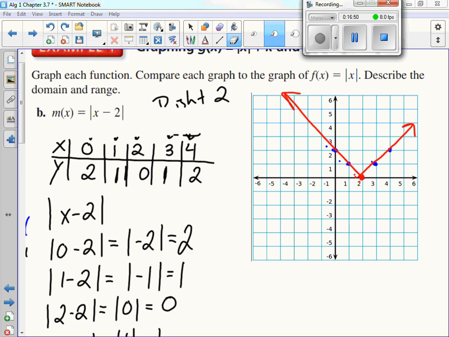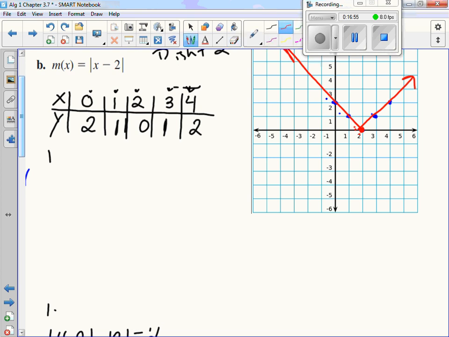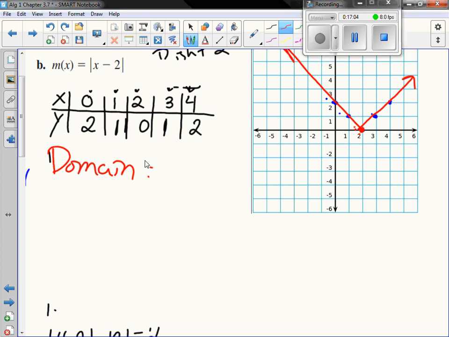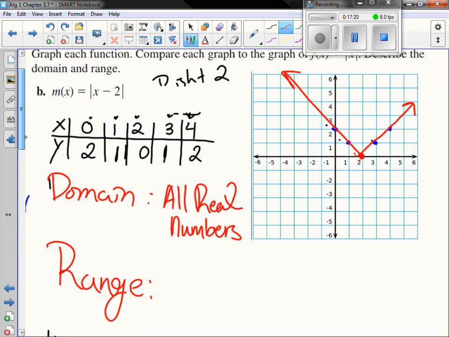That brings us to the last part, the domain and range. What is the domain for this function going to be? All real numbers. The domain is always going to be all real numbers.